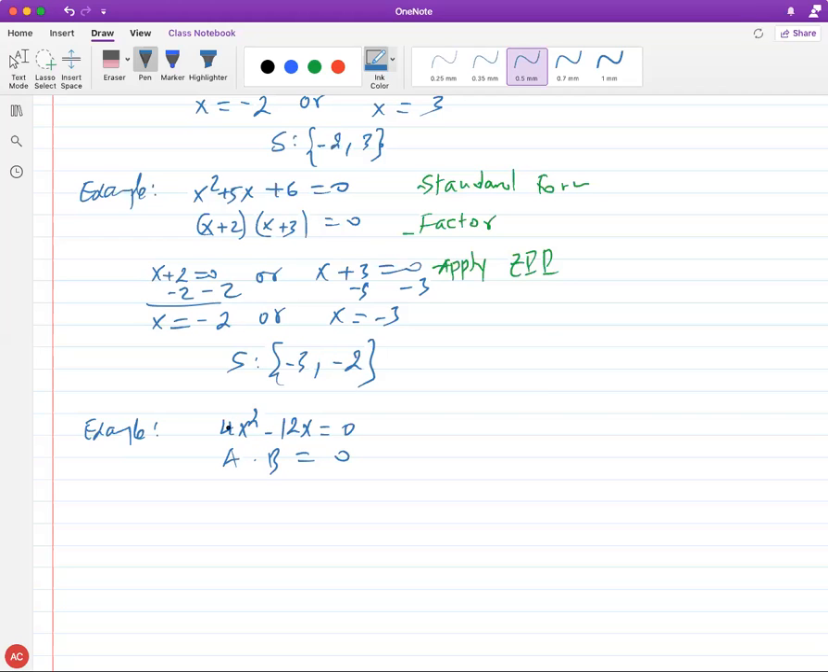Well, let's factor this now. So what do we look for first when we factor? The GCF. So what is the GCF here? 4x. That's right, so 4 is common. We have x squared and x to the first. So we take the variable with the lower power. There's 2 and 1, we take 1, so 4x.